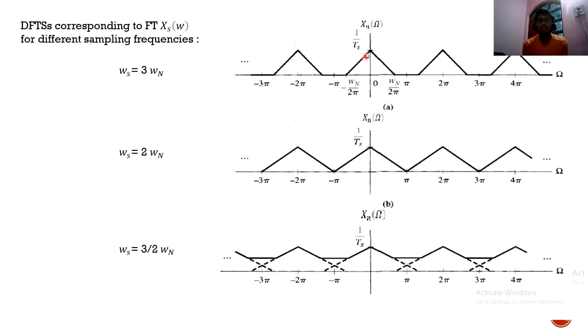Okay, this is oversampling, and this is perfect sampling, and this is our oversampling. Sorry, it is undersampling, oversampling. Okay, and it's perfect sampling.